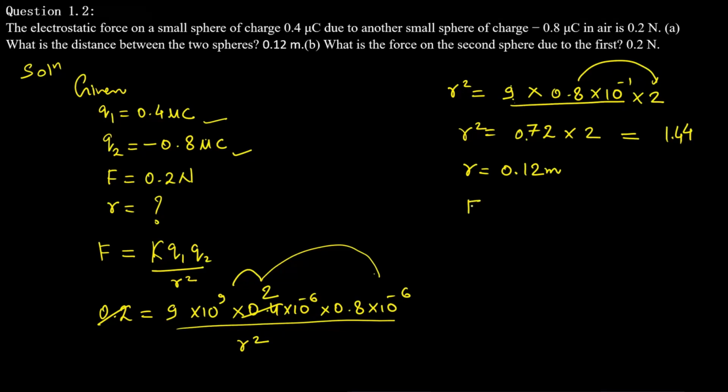Now the second part of the question: the force on 1 due to 2 will be equal in magnitude and opposite in direction. So this F21 is not going to change, it will be 0.2 Newton only.